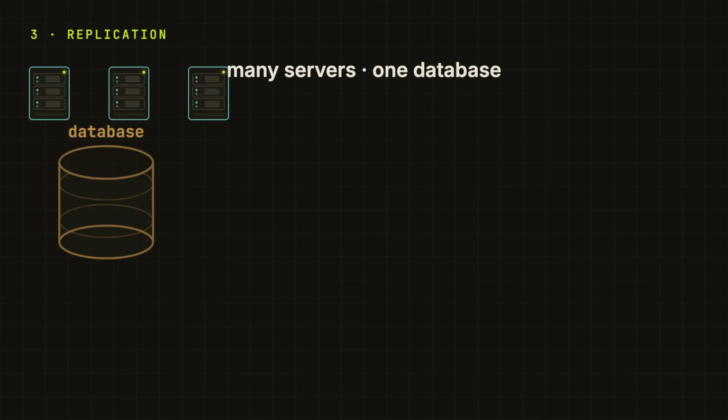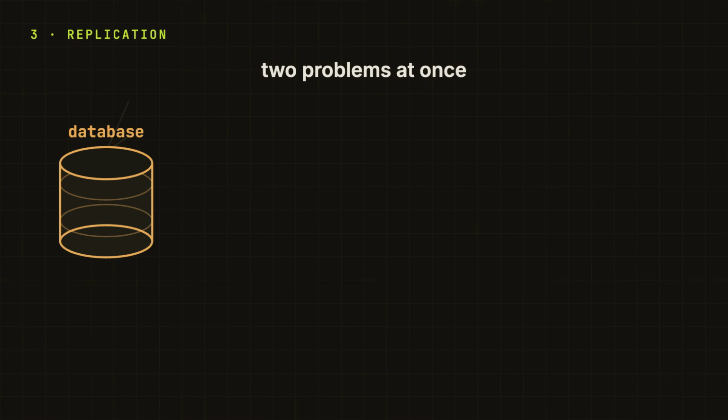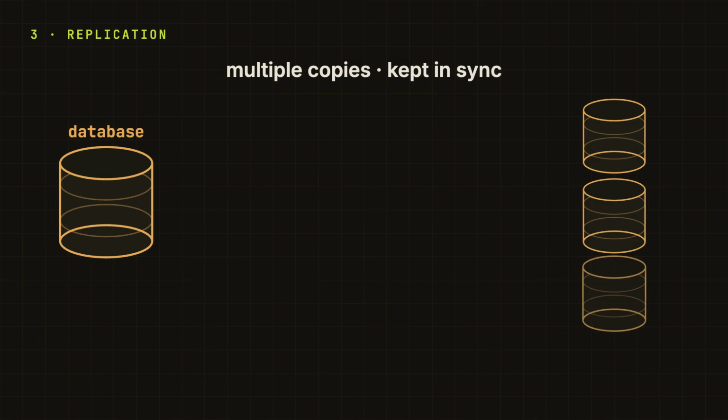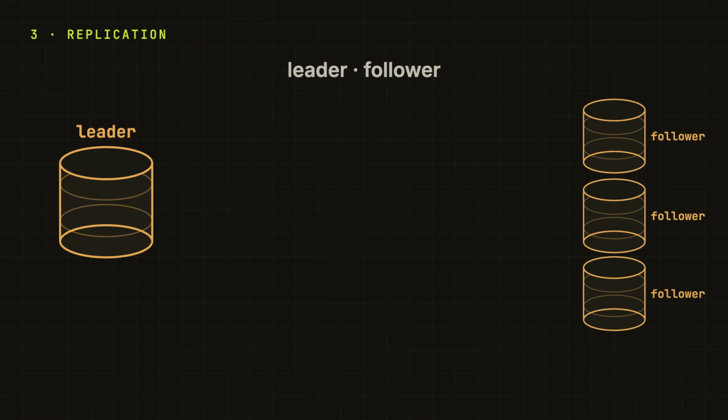Okay, we have many servers now, but they are all reading and writing to a single database, and that is two problems at once. One, that single database is now a bottleneck and a single point of failure. If it dies, the whole store dies. And two, it can only handle so many reads per second, so we need more than one copy of the database. And the first technique for that is replication. Replication means keeping multiple copies of the database in sync. The standard setup, and know these words, is a leader and follower, sometimes called primary and replica.